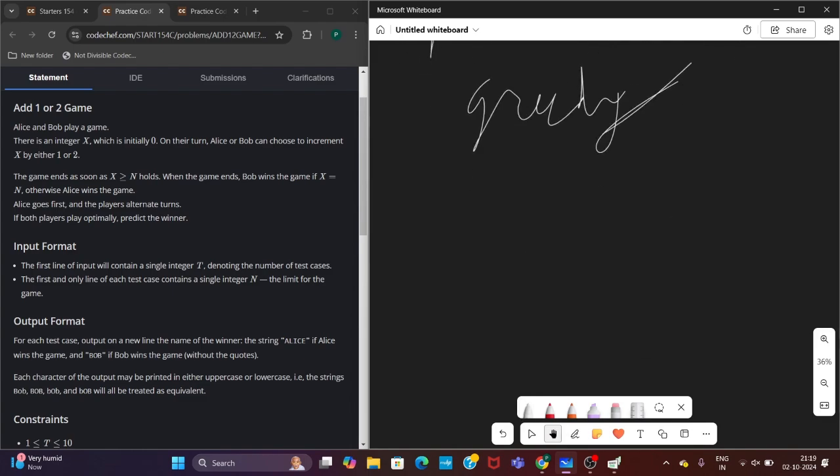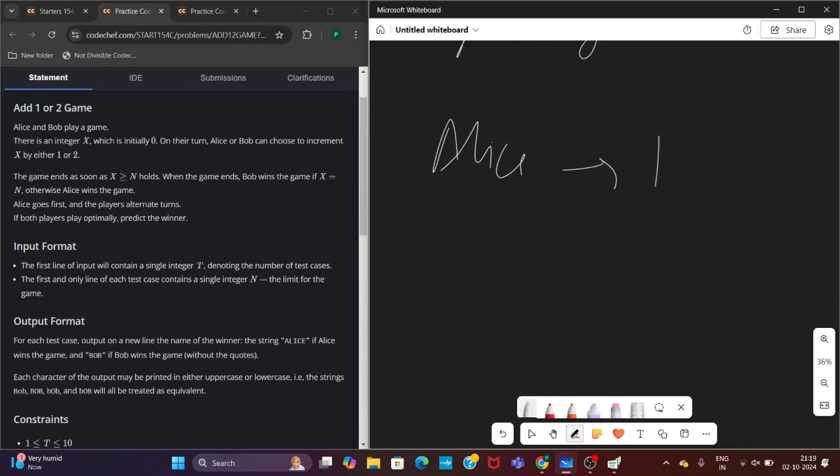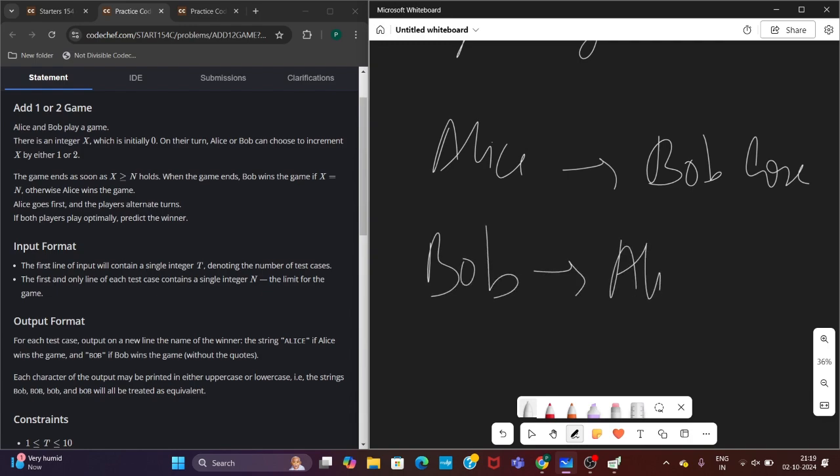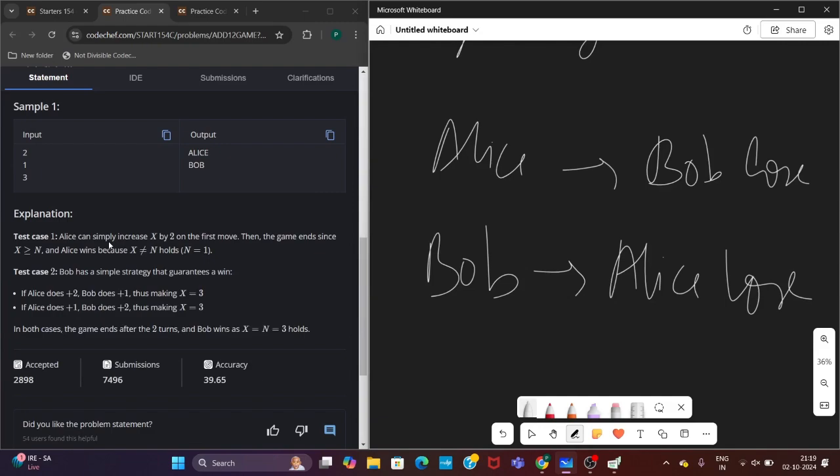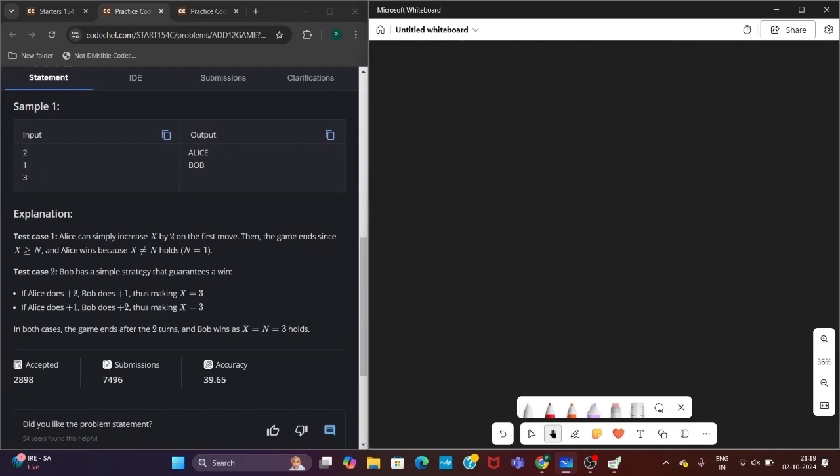So basically, what is greedy over here? Alice will play in such a way that she wants to make Bob lose, and Bob will play in such a way that he wants to make Alice lose. Means both players will play optimally, both players are playing greedily. Both want to make each other lose. So let's discuss the example over here. It will give a clear idea.